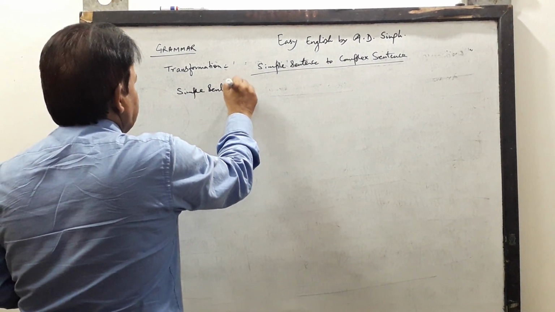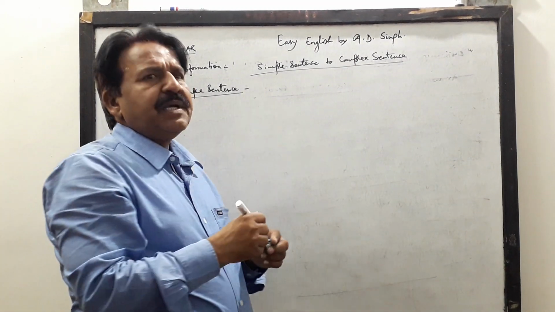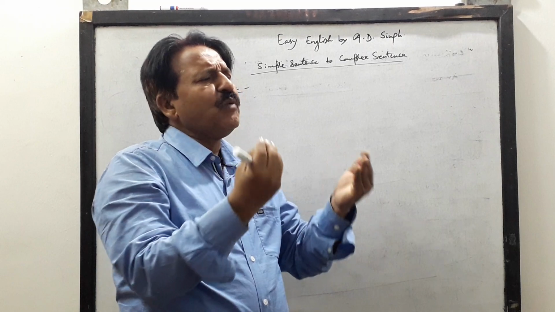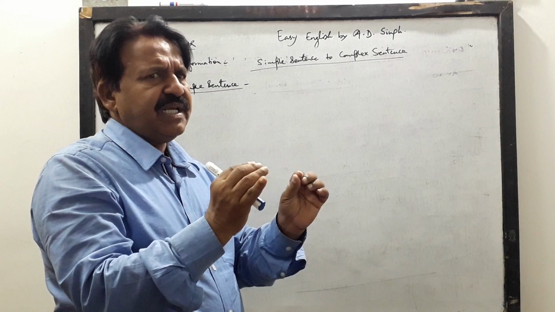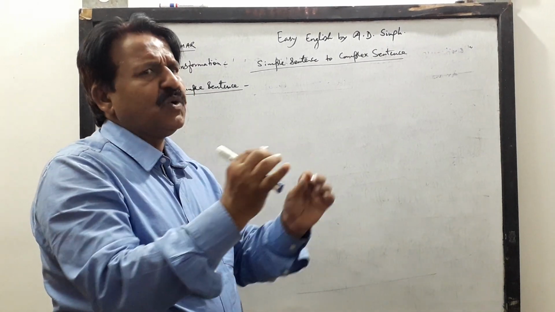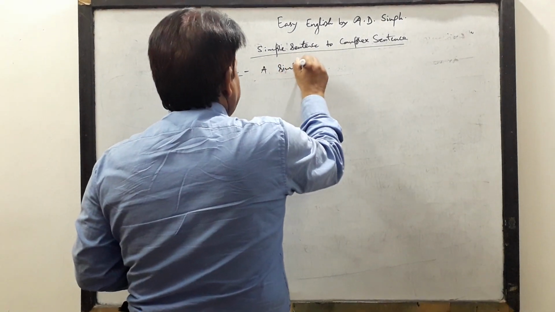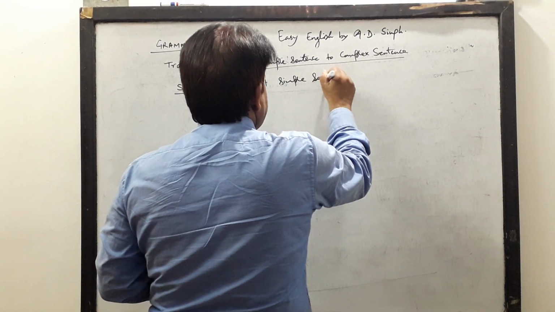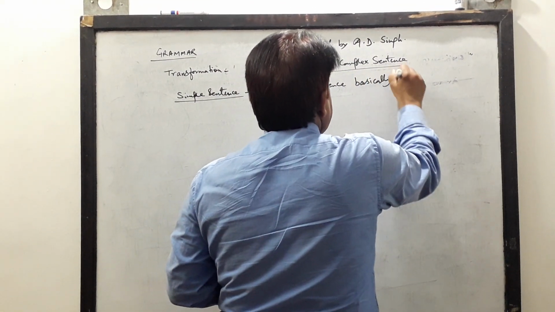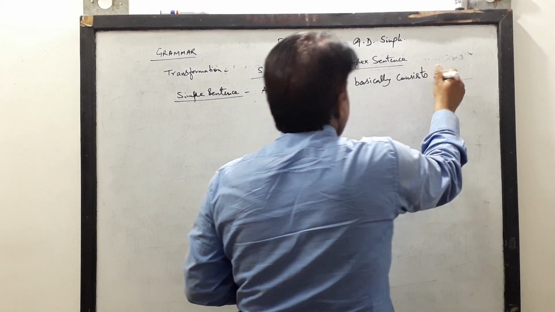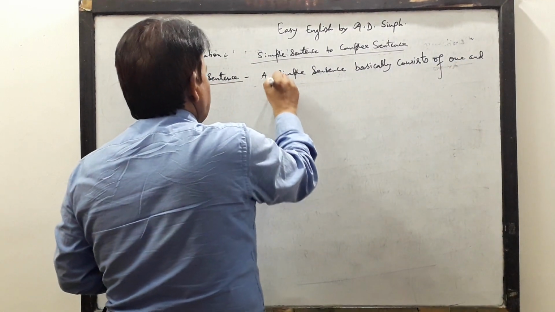Sir, what do you mean by simple sentence? A simple sentence is made of one and only one clause. A simple sentence basically has a single clause. A simple sentence consists of one and only one clause.